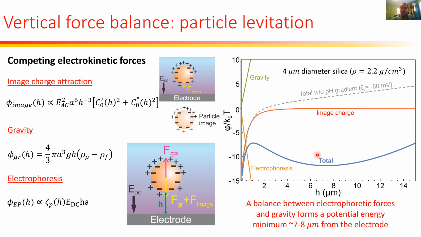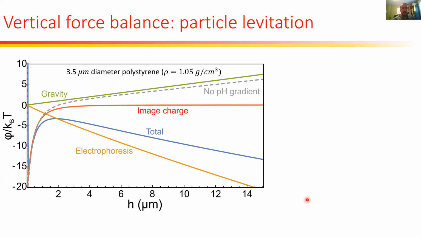However, if we don't include a pH gradient in our system and we assume just a constant surface charge, we predict that the silica particles are just going to remain right next to the electrode surface, which is not what we see in our experiment. So basically, we have a balance between electrophoretic forces and gravity, which forms this potential energy minimum, about 7 to 8 microns from the surface.